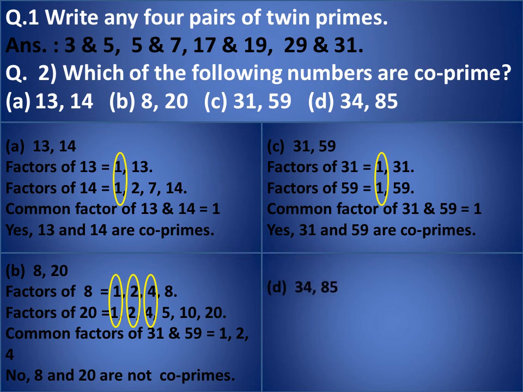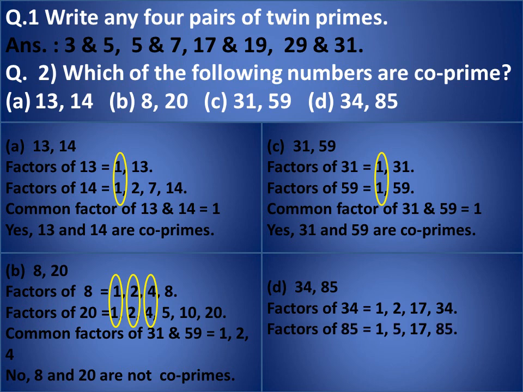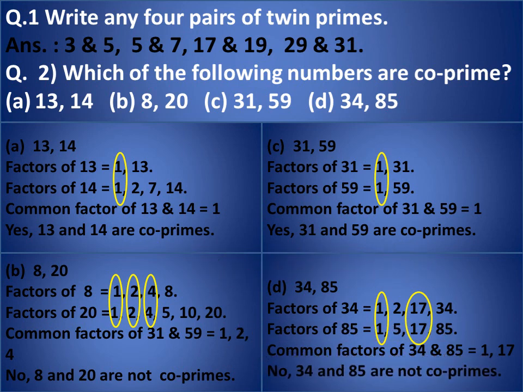Question D, 34 and 85. First, we will find the factors of 34 and 85. We know that the factors of 34 are 1, 2, 17 and 34. Factors of 85 are 1, 5, 17 and 85. Then we will find the common factors. So the common factors of 34 and 85 are 1 and 17. So what do you observe? Are 34 and 85 co-prime? No, 34 and 85 are not co-prime because they have 2 common factors.